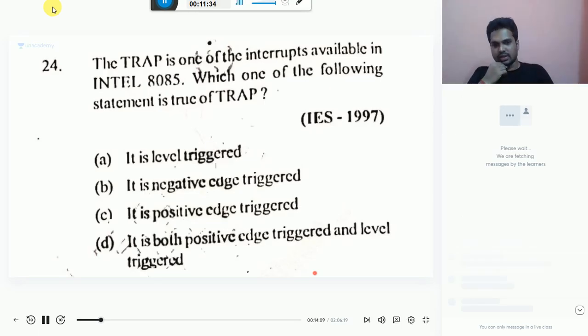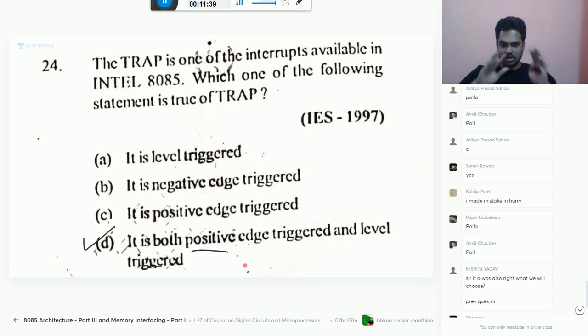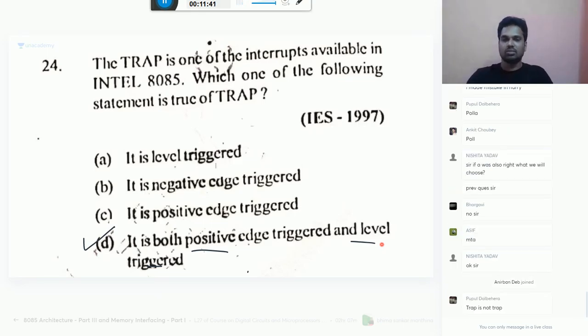This is both edge triggered and level triggered. Last lecture I told this also. Trap is level and edge. That table I have given, the full table.